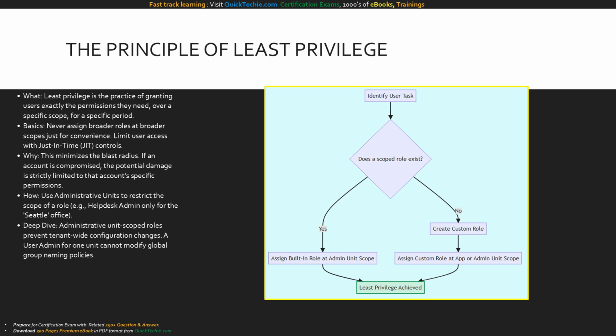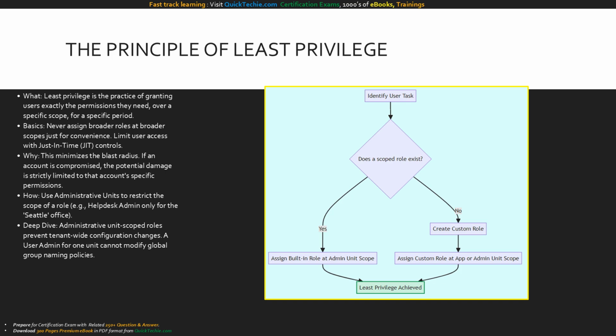How do we do this? We use administrative units. By assigning a role at the scope of an administrative unit, that administrator can only manage users within that unit, and they are completely blocked from changing tenant-wide configurations. This is a massive win for your security posture.